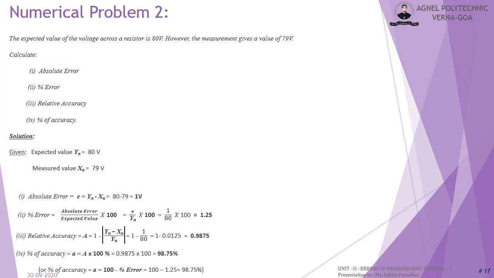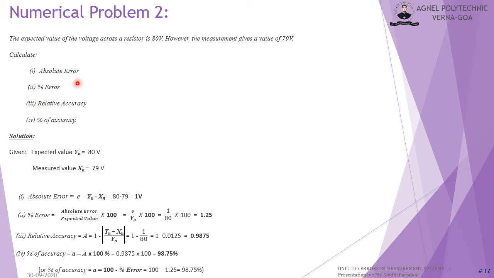Let us learn how to apply the formulas learned in the previous slide by solving this numerical problem. The expected value of the voltage across a resistor is 80 volts. That means Yn is equal to 80 volts. However, the measurement gives a value of 79 volts. That means the measured value Xn is equal to 79 volts. You have to calculate absolute error, percentage of error, relative accuracy and percentage of accuracy.